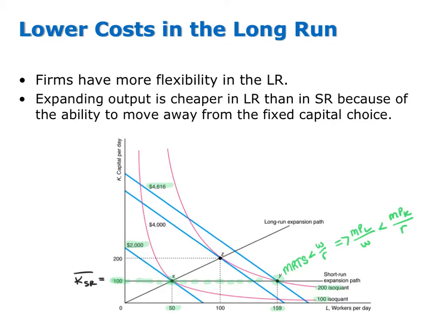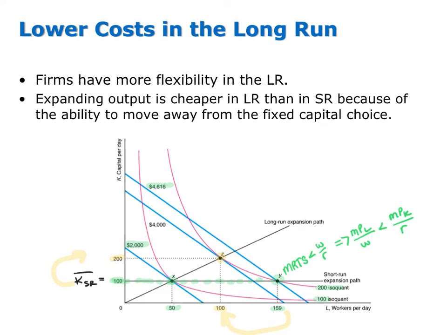In the long run, enough time has passed so that all inputs, here both inputs, are variable. In the long run, therefore, the firm will choose to produce 200 units of output using input bundle Z, the point of tangency between the isoquant for 200 units of output and the isocost line that's just tangent to that isoquant. Bundle Z has 100 workers per day and now 200 units of capital per day. Because enough time has passed for capital to be variable, the firm uses more than 100 units of capital and so less than 159 units of labor.